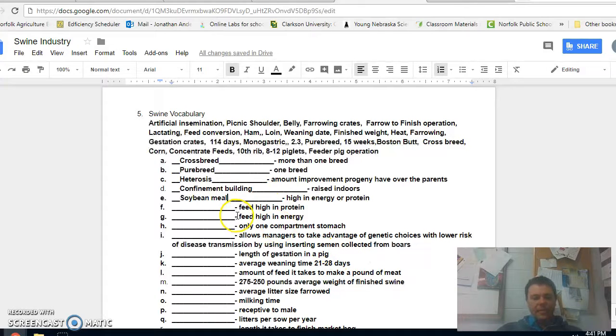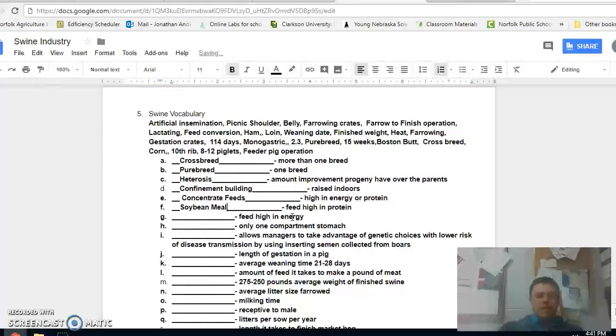Oh shoot, I got that wrong. It's supposed to be, that's a concentrate feed. So we're going to feed them concentrates. Concentrates are either high in energy or protein. Specifically, the high in protein one that we feed is soybean meal. The high in energy that we feed pigs is corn.